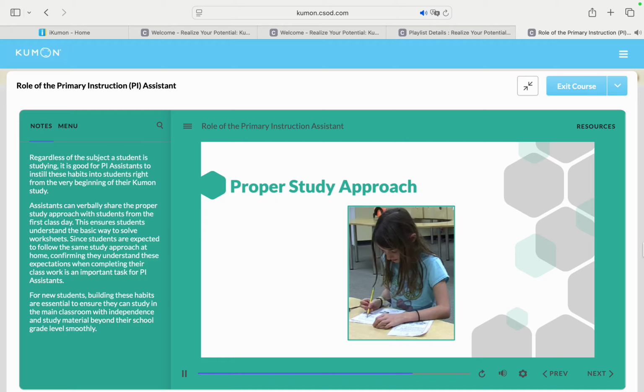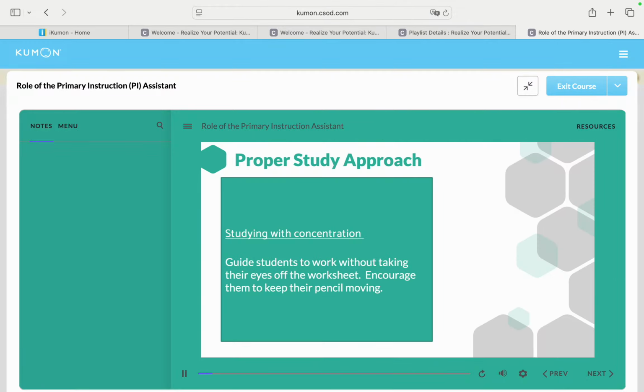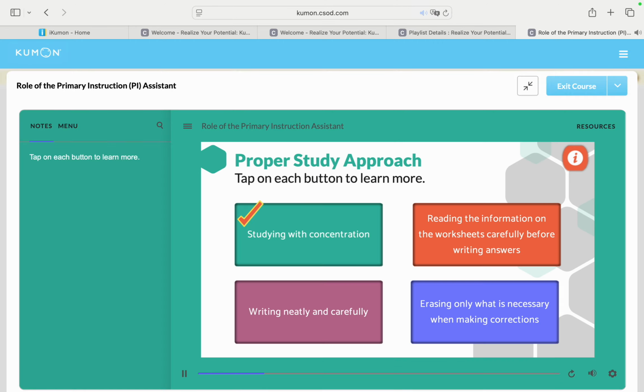For new students, building these habits are essential to ensure they can study in the main classroom with independence and study material beyond their school grade level smoothly. Tap on each button to learn more. Studying with concentration. Guide students to work without taking their eyes off the worksheet. Encourage them to keep their pencil moving. Tap another button.